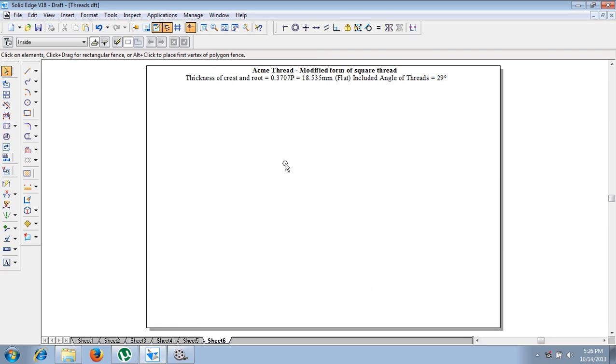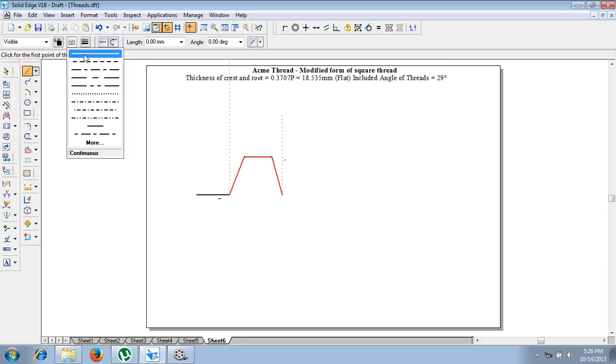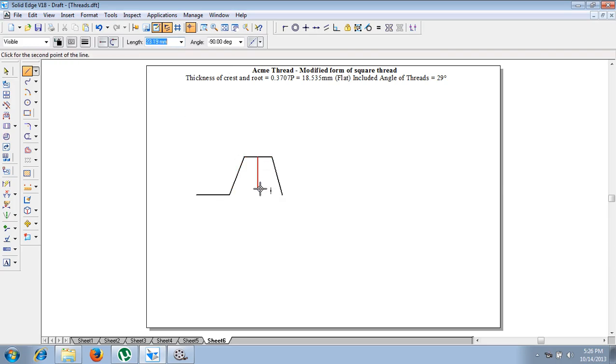Now let me show you how to construct the same. Using a line command with 0.5 mm as a thickness, let me draw a line like this, and an inclined line, a flat line and an inclined line like this. Now using a line command with 0.13 mm as a thickness, let us draw a construction line like this. Using symmetrical relationship, select the construction line as the axis and these two lines must be symmetrical to that line. Now using the equal command, let me say this line must be equal to this length.